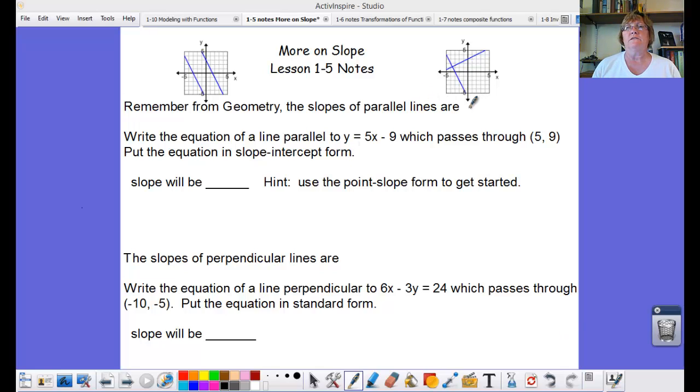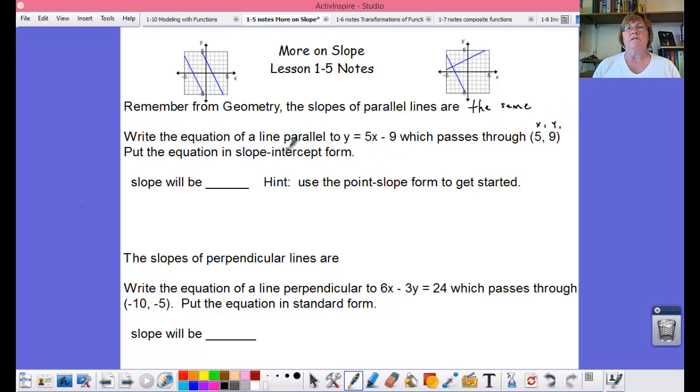If you recall, the slopes of two parallel lines, well, here's a set of parallel lines. In order for them to be parallel, they have to run exactly the same direction. So their slopes have to be exactly the same. If we apply that, we're asked to write the equation of a line that's parallel to this one, y equals 5x minus 9, but goes through this point, 5, 9. And I'm going to put an x1, y1 there.